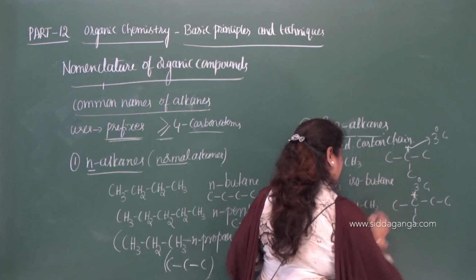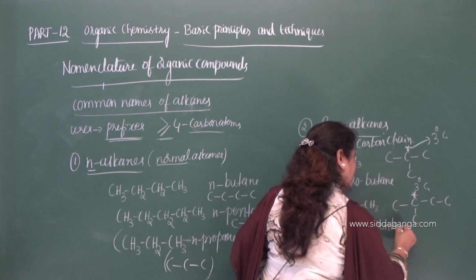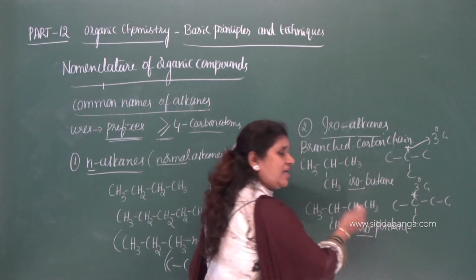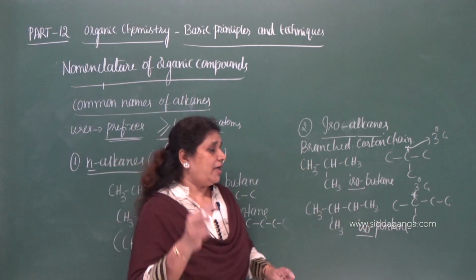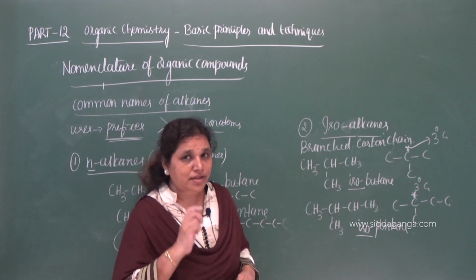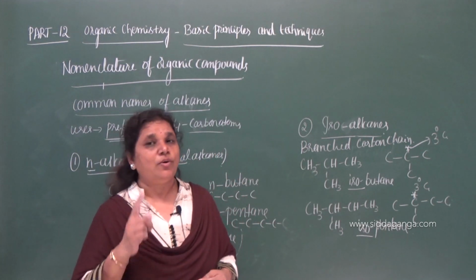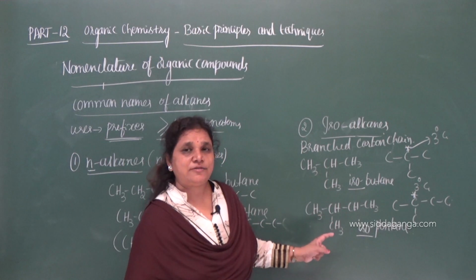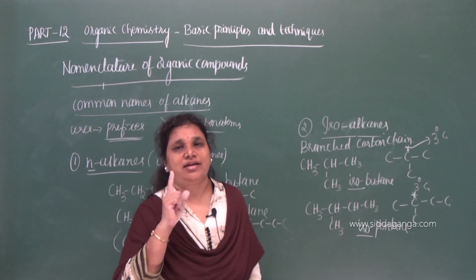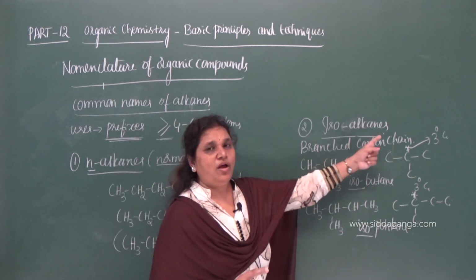Isobutane, and this is isopentane. What is the prefix that we had to use? If a carbon chain is branched and that branched chain contains at least one tertiary carbon, remember the condition, we can use the prefix iso only when the carbon chain is branched. Not only that, it must contain at least one tertiary carbon. Then we can call those alkanes isoalkanes.